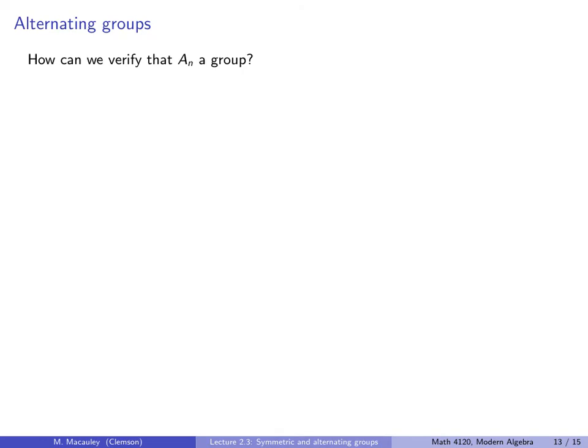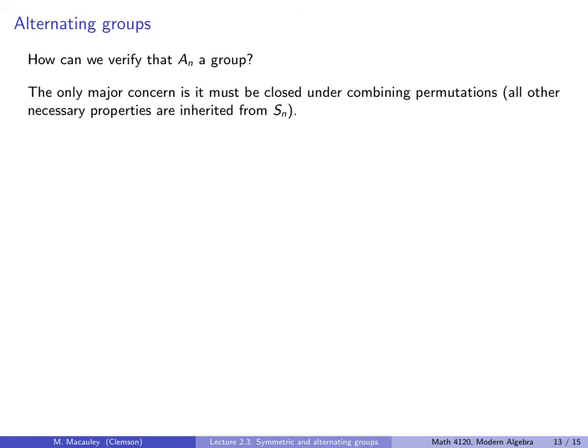Okay, so continuing on, and welcome back if you are joining us from a little break where you tried those exercises. We're continuing the lecture with alternating groups. So here's a question. How do we verify that An is a group? Now remember, An is the set of half of the permutations, so n factorial over 2 permutations, that were even. Now the only major concern is that it must be closed under combining permutations. All other necessary properties are inherited from Sn.